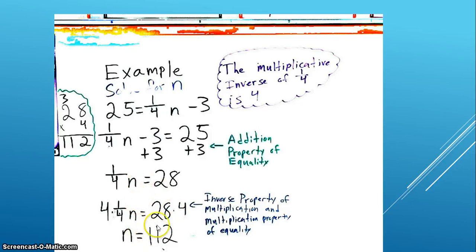And we get n equals 112 because we have 28 times 4, which is 112, which you can see here. And we use the inverse property of multiplication to get the coefficient in front of n down to 1. And we use the multiplication property of equality to multiply 4 on both sides.